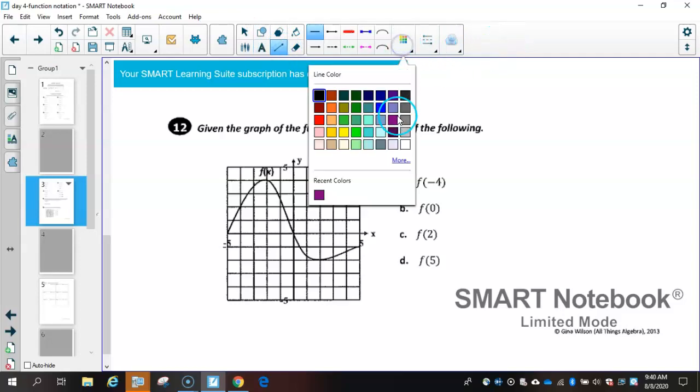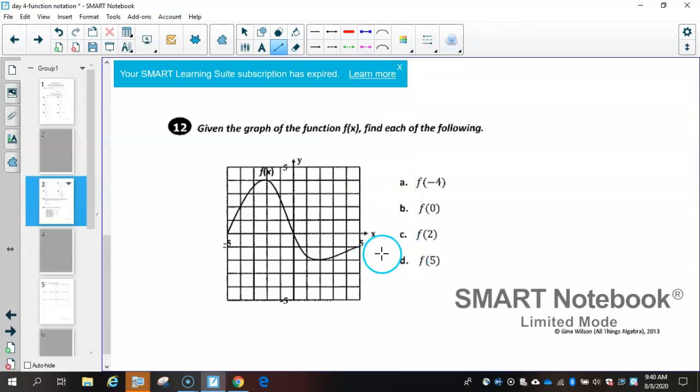So I'm going to make this line really fast. So we're going to do just a couple of these because I want you to try them. So we're going to do A and we're going to do D. So f of negative 4. When x is negative 4, so that would be this value right here, we're trying to see what is the value of y.